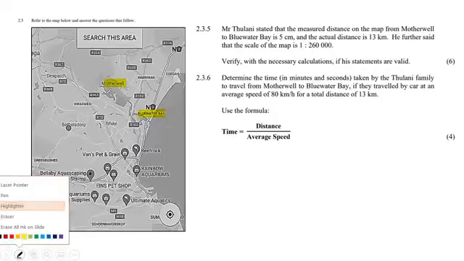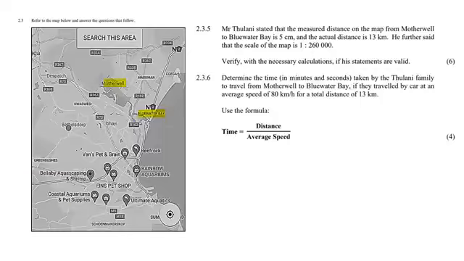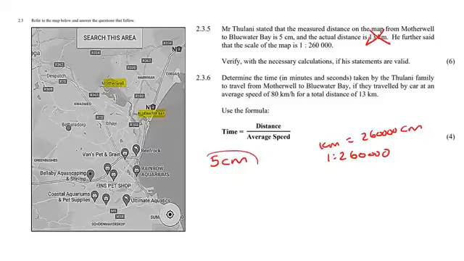Okay, so there's many ways we could do this. What I would like to do is use the scale that he says, take this 5 centimeters, and see, do I end up with 13 kilometers? So ignore the 13 kilometers, and let's take his scale, 1 to 260,000. What this means is that 1 centimeter would be 260,000 centimeters. But he said that it's 5 centimeters.